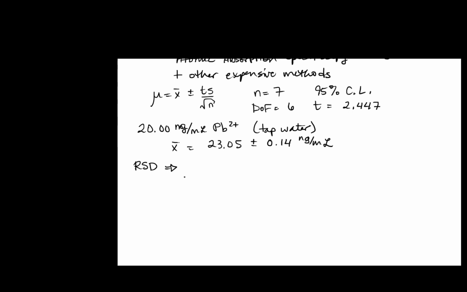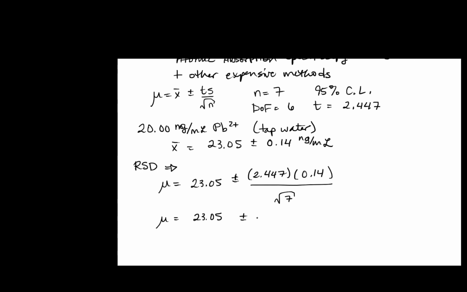All right, so our confidence interval: 23.05 plus or minus, here's our t value, 2.447. There's the 0.14, the standard deviation, over the square root of n, which is 7. And so we will get for our confidence interval 23.05 plus or minus 0.13 nanograms per milliliter.